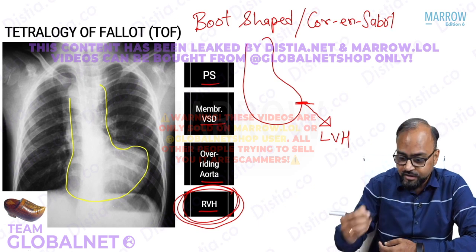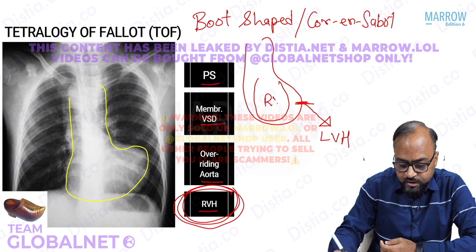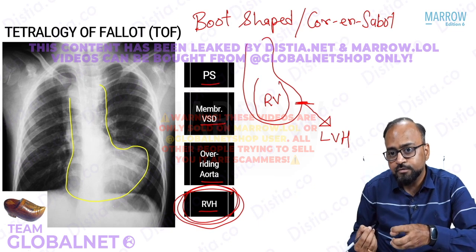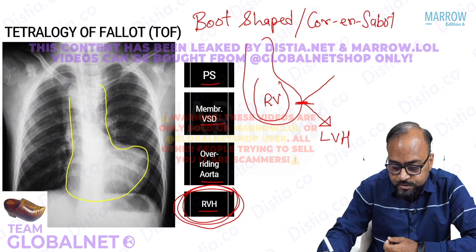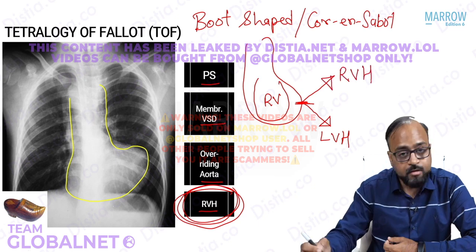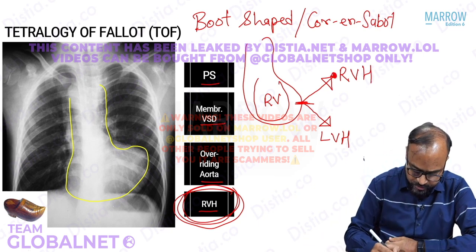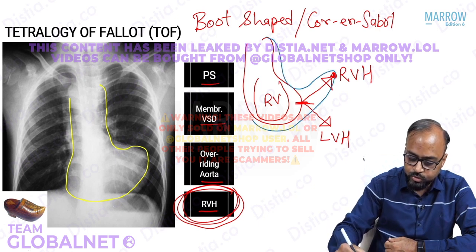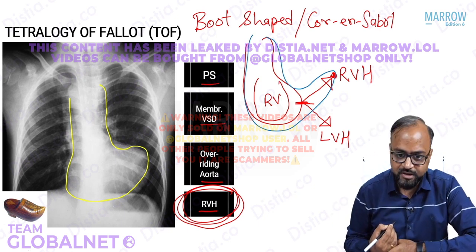But if there is RVH, where is the right ventricle located? The right ventricle is located anteriorly here, isn't it? We have seen the various chamber locations. When the right ventricle hypertrophies, it causes a shift in the cardiac apex. In what direction? It shifts upwards and laterally like this. So if you take this as your cardiac apex now, look at this particular shape of the heart. This is your boot-shaped configuration of the heart because the cardiac apex shifts upwards and laterally.